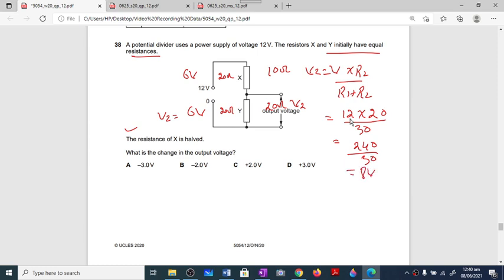So now we have 6 volt initially, and after the value of X is reduced to 1/2, we have 8 volt. So the difference, he is saying, what is the change? The difference is 8 minus 6, which is equal to 2.0 volt. So this is the answer. Option C is the valid option.